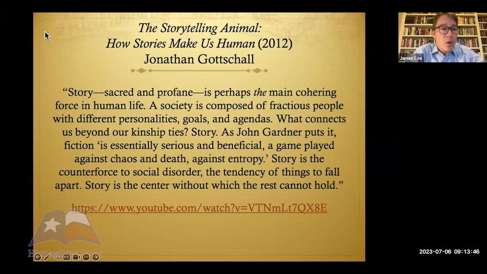"Story, sacred and profane, is perhaps the main cohering force in human life. A society is composed of fractious people with different personalities, goals, and agendas. What connects us beyond our kinship ties? Story. As John Gardner puts it, fiction is essentially serious and beneficial, a game played against chaos and death, against entropy. Story is the counterforce to social disorder, the tendency of things to fall apart."